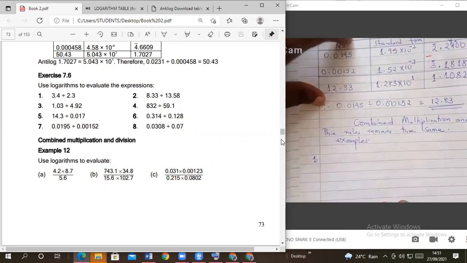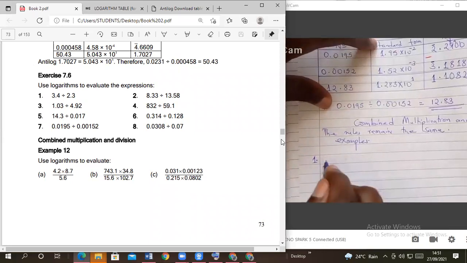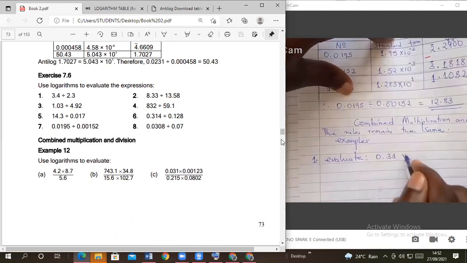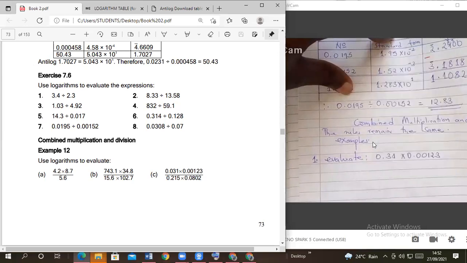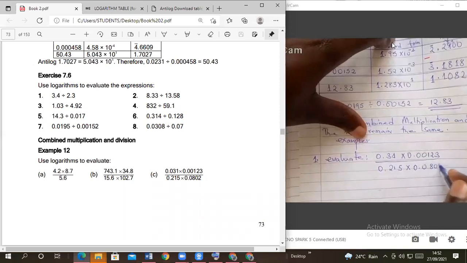Number one. The question is, which one should we start with, members? Is it A, B, or C? C. We start with C. Yes. Okay, evaluate: 0.31 times 0.0123 over 0.215 times 0.0802.